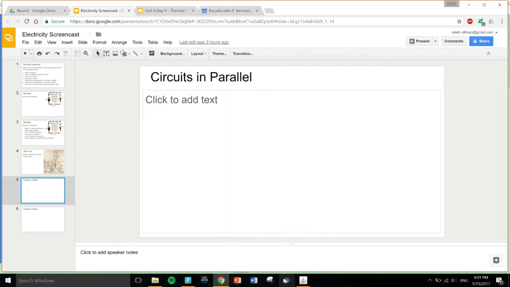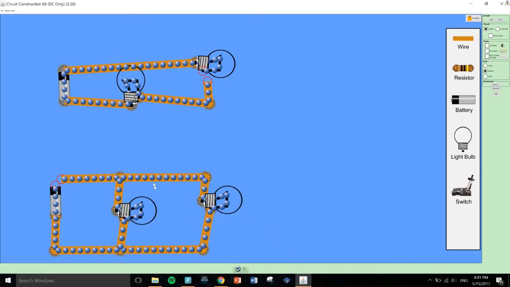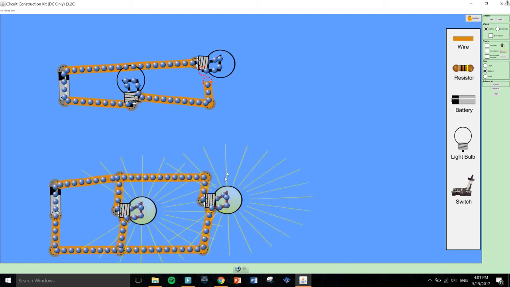circuits in parallel. Circuits in parallel are a whole different thing. Okay, so let's check out circuits in parallel. We've got our simulation. I hook everything up. Now notice both of the light bulbs are equally bright. Okay, so that means that because the electrons are being split in two different ways, they're lighting up the light bulbs equally brightly. Now you won't know why that is until you get to high school, or you can look it up online if you want. But we're not going to worry about that too much right now. We're just going to worry about the characteristics.